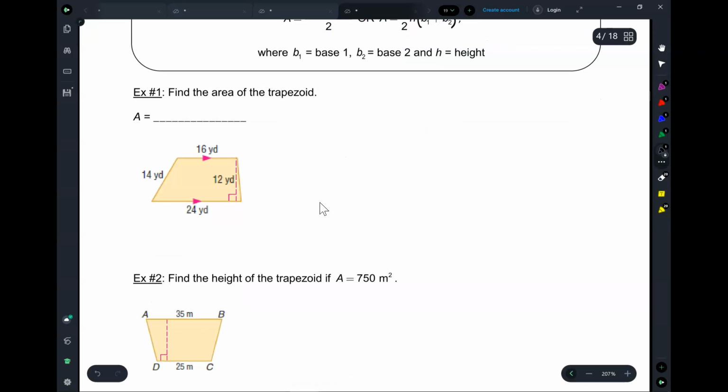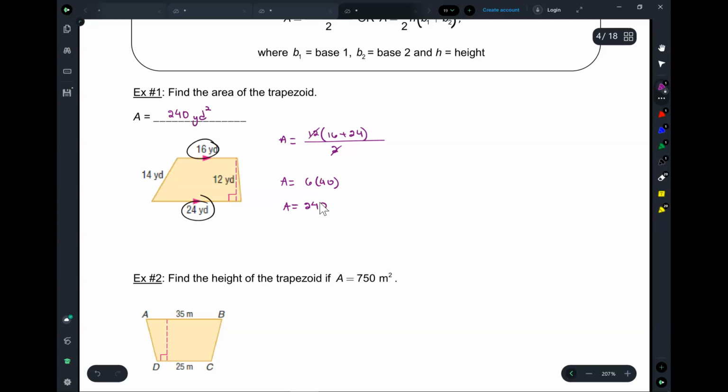The area of this trapezoid, always find the bases first. It's these 2, right? And then the distance between them will be the height. So area is the height, 12, add the 2 bases, divided by 2. Okay, so area is, all right, so these things cancel, right? The 12 and the 2 cancel, so that's just 6 times 40, and that's 240 square yards.